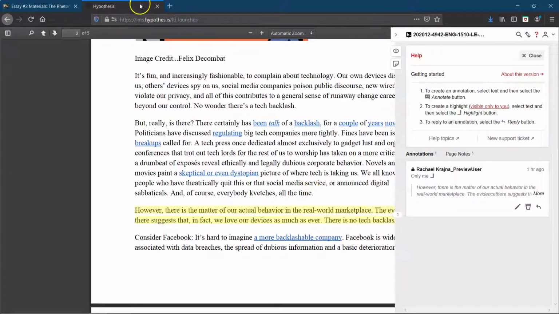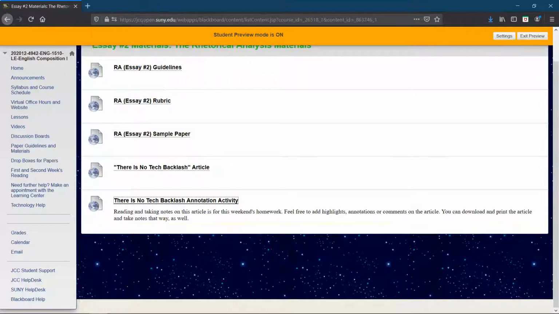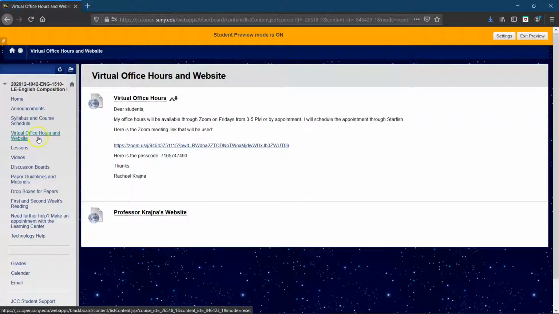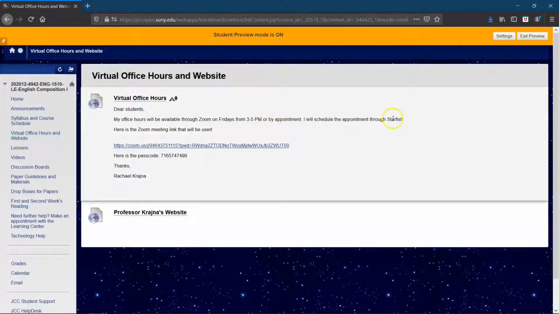And if you have any questions, feel free to stop in during my office hours tomorrow. I have office hours tomorrow from 3 to 5 p.m. And if you want an appointment, feel free to just email me and I can make you an appointment during office hours.